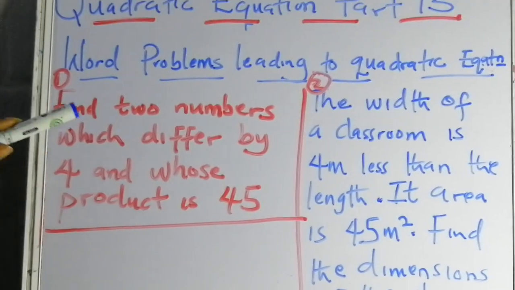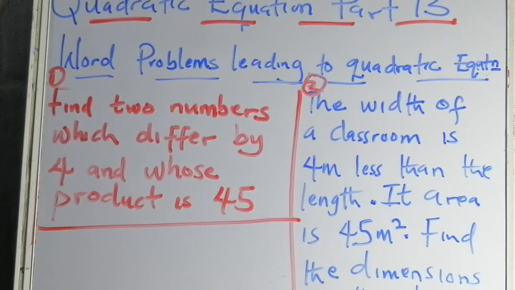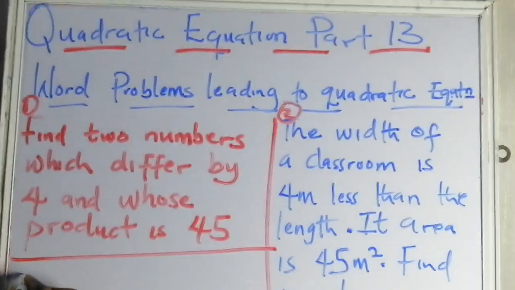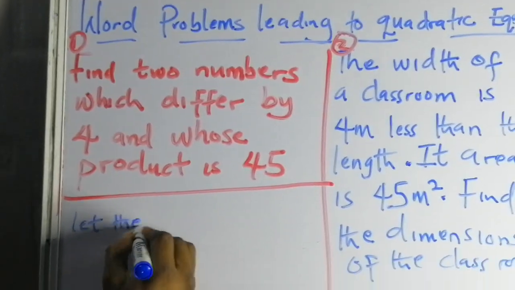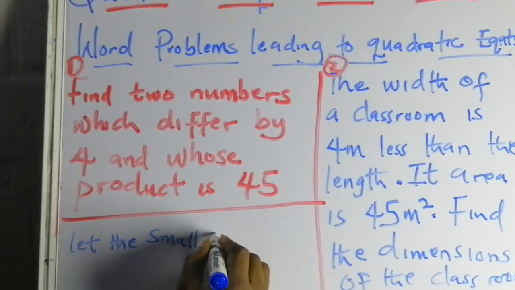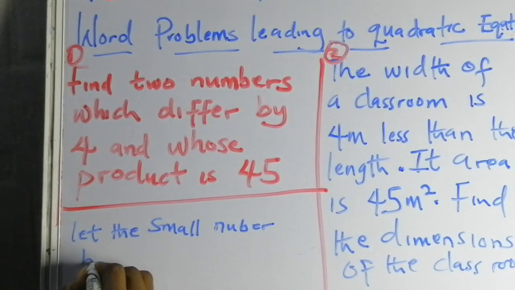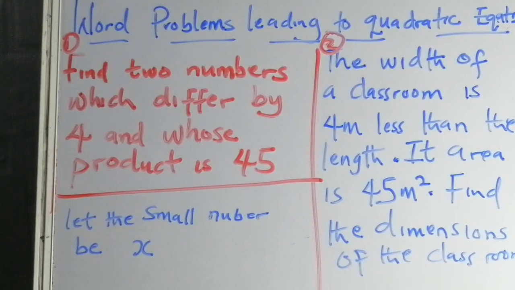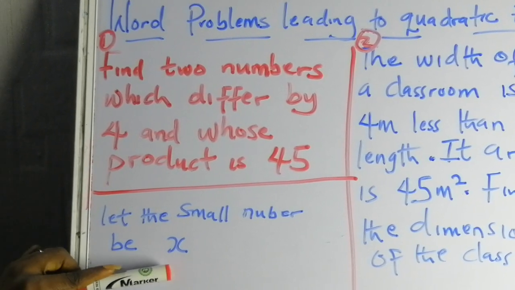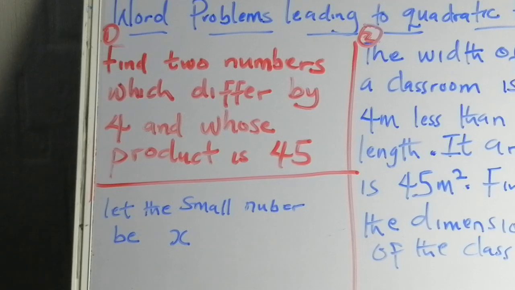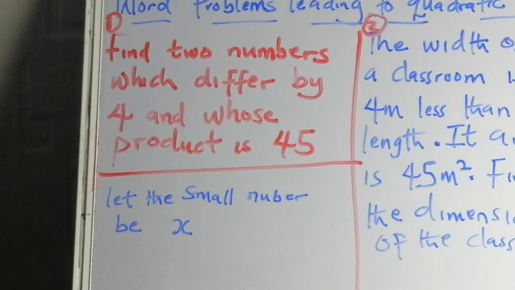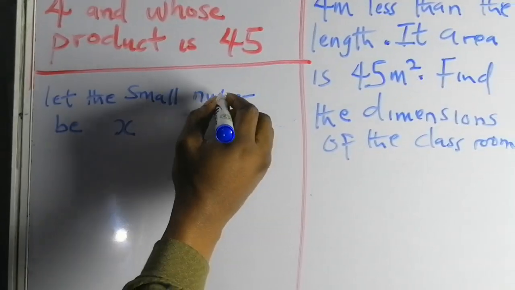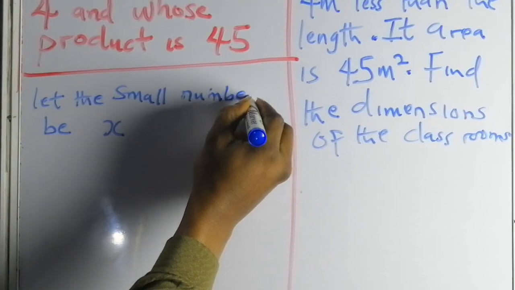Now, the question says, find two numbers which differ by 4. We are dealing with two numbers here. Let the small number be x. Like I said, you can use any letter, and I'm mentioning this in all the parts. You can use y, you can decide to use x, z, or h. But most times we use x because x is common in those questions. So let the small number be x.